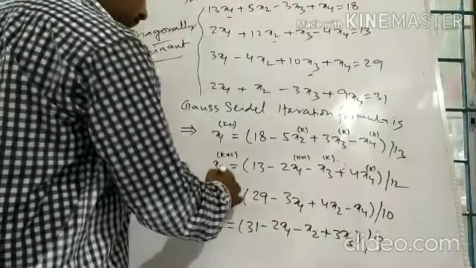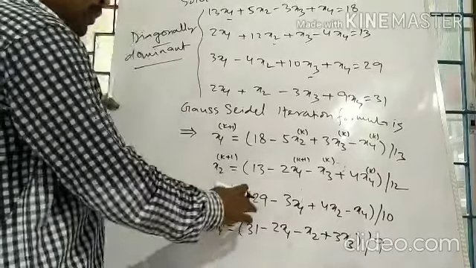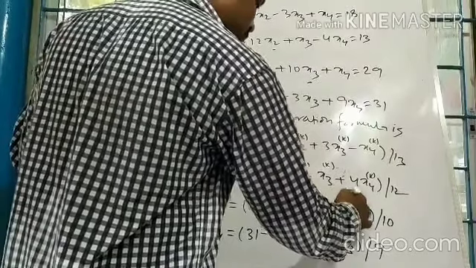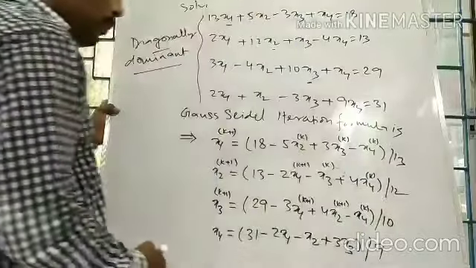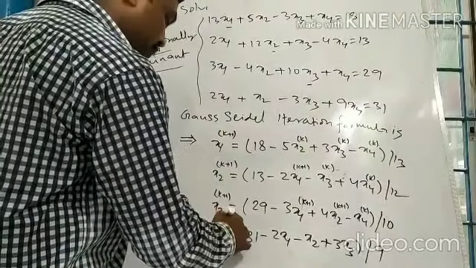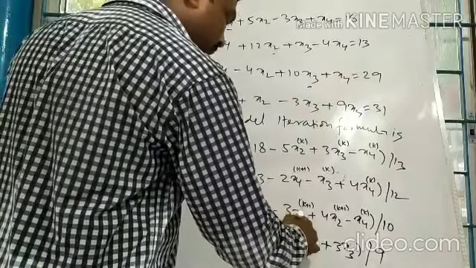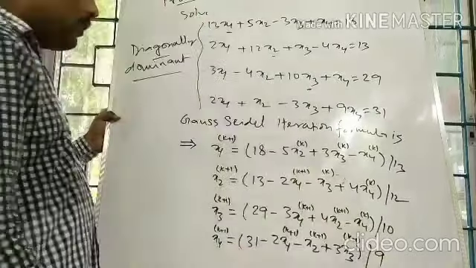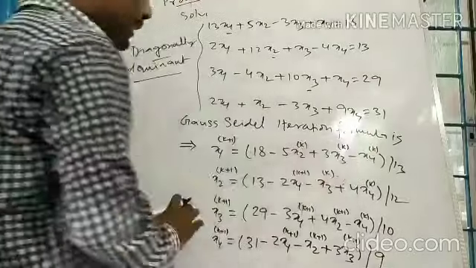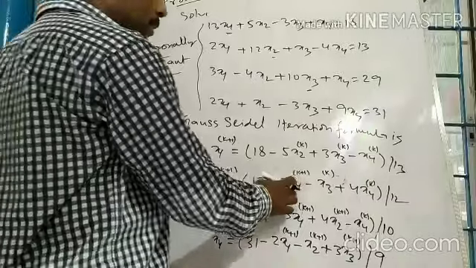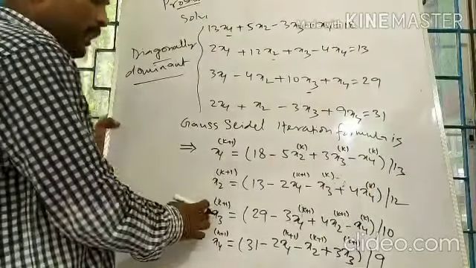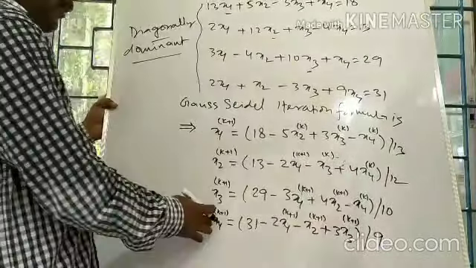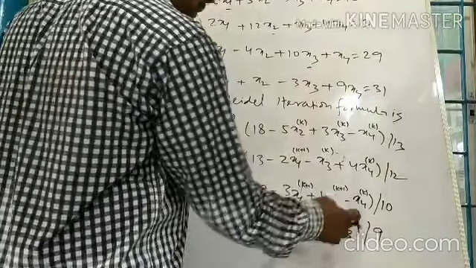Present iterative value of x3 equals 29 minus 3 into the present iterative value of x1 plus 4 into the present iterative value of x2, but the previous iterative value of x4, and the present iterative value of x4 is calculated using the present iterative values of x1, x2 and x3. So x1 is calculated using the previous iterative values of x2, x3 and x4. x2 is calculated using the present iterative value of x1 but the previous iterative values of x3 and x4. x3 is calculated using the present iterative values of x1 and x2 but the previous iterative value of x4, and x4 is calculated using the present iterative values of x1, x2 and x3.